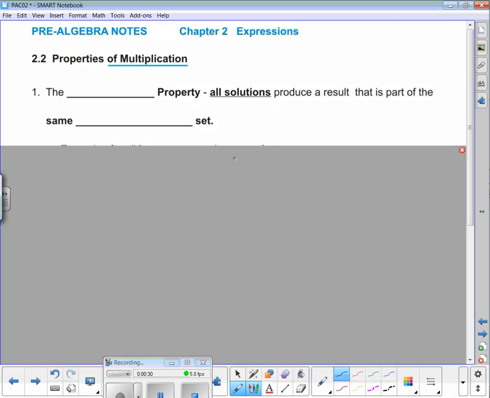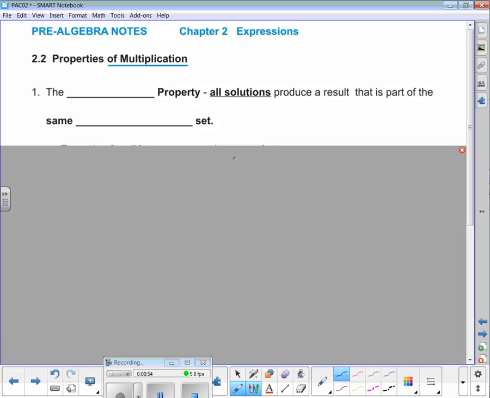Properties of multiplication. So here's what we're going to do today. We're going to really end up very similar to where we were the other day. We're going to deal with a lot of the same properties, only now we're going to be multiplying instead of adding. Now, some might say, what are these properties anyhow? Why do we even need to know them?